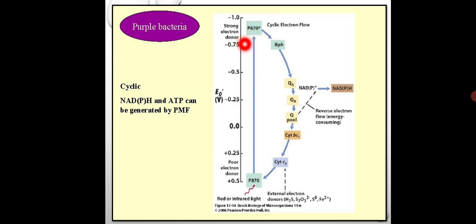Here, a negative value indicates a strong electron donor. Means what? It is rich in electrons. Now it can transfer the electron to different components. Okay, so here this is the highest electropositive reduction potential.